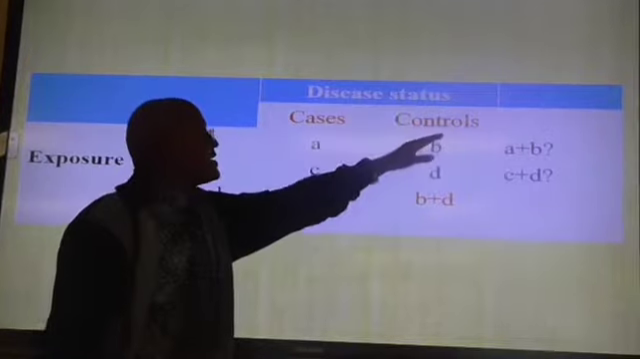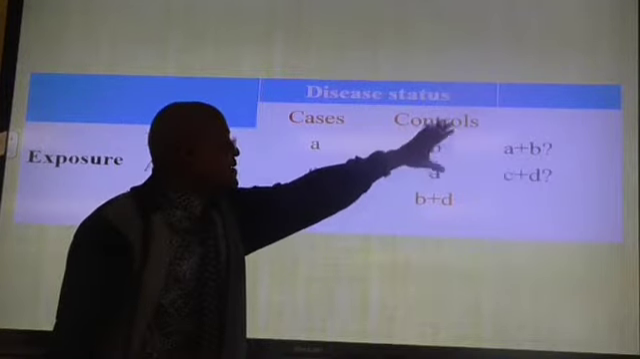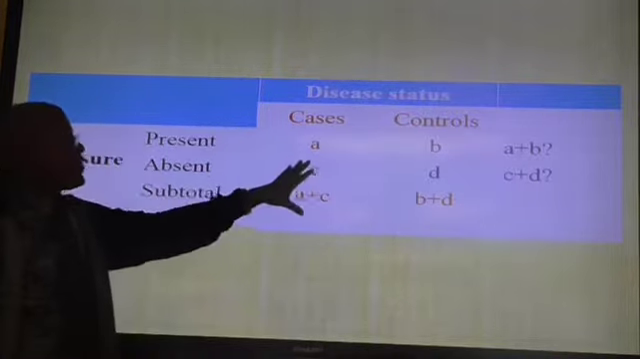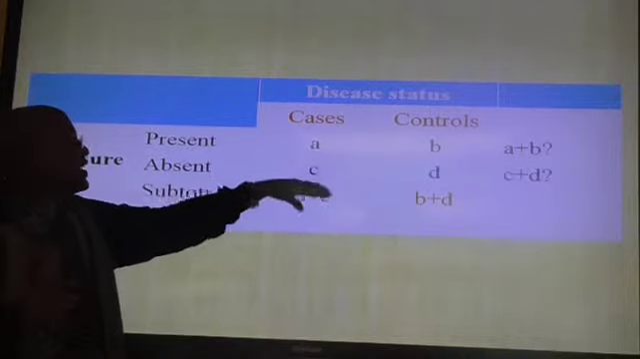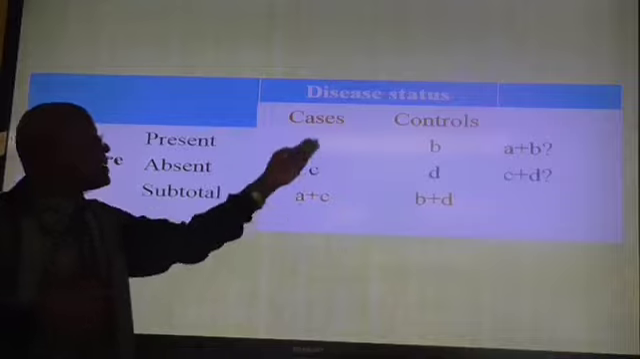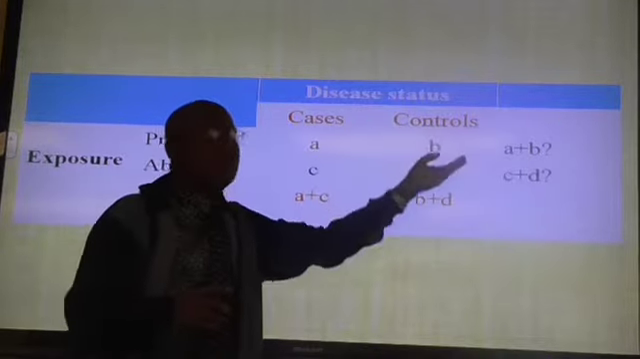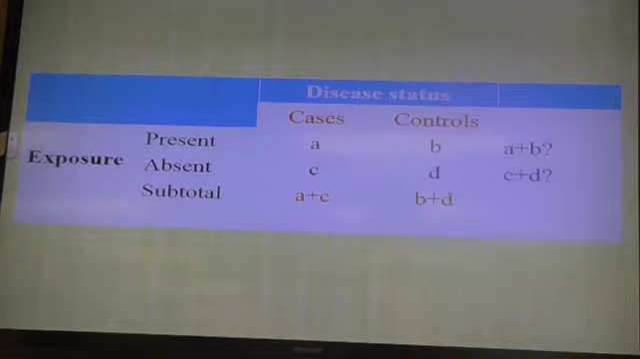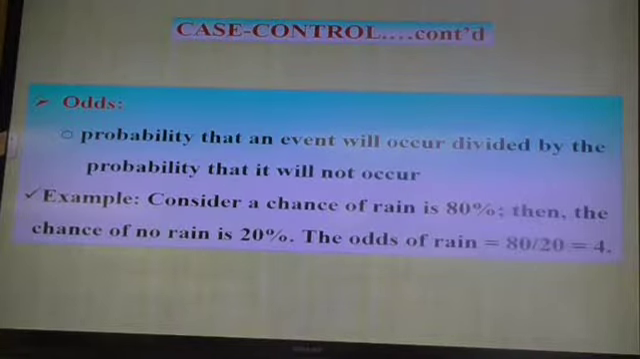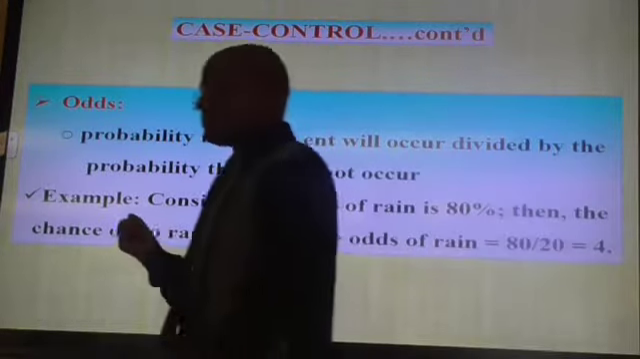Because this control is what? Is dependent on this one. So we cannot calculate risk ratio, but we can calculate the risk of exposure in cases or the risk of exposure in controls. But we can't calculate this. So as a result, because we cannot calculate risk, we calculate a different measure, which is called odds.